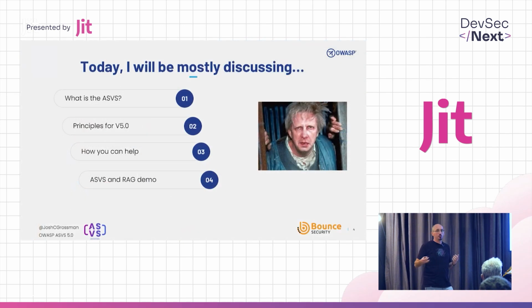So what is the ASVS? For those of you who aren't already familiar with it, I'll cover some of the key principles behind version 5, and how you can get involved and help out with the project. OWASP, the O in OWASP stands for open, and the idea is that we want everyone to be involved. We want a wide variety of different perspectives on the project. And finally, I'm going to do a quick demo, which uses AI, as everything else does nowadays. Everything has to include AI somewhere, so this demo will use AI. I'll show you how we can use the ASVS in a real-life developer situation.